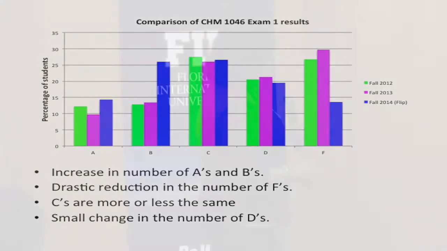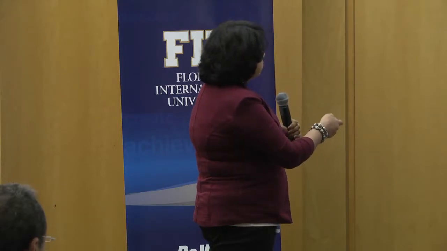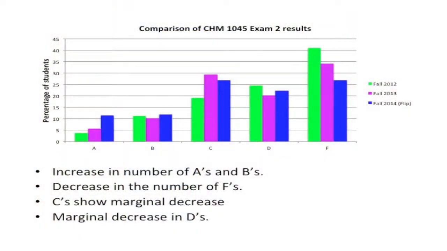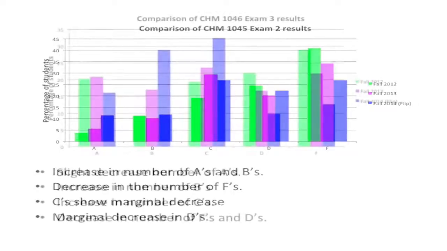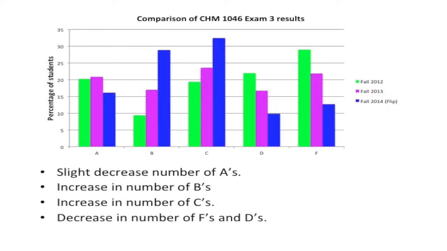This is exam 1. Exam 2, massive increase in A's, B's and C's are the same, D's are down, F's are down. Exam 3, A's went slightly down because that was a hard exam. B's are up, C's are up, again D's and F's are down.